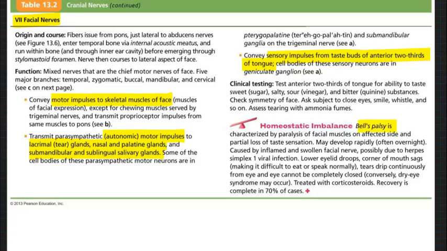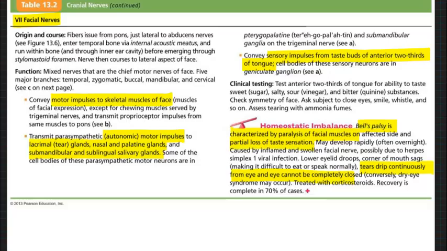So, if it's whacked, first of all, what's going to happen to your ability to produce facial expressions? Paralysis of the facial muscles. Correct? Loss of taste sensation. Potentially, dry eye or teary eye. This all is called Bell's palsy.